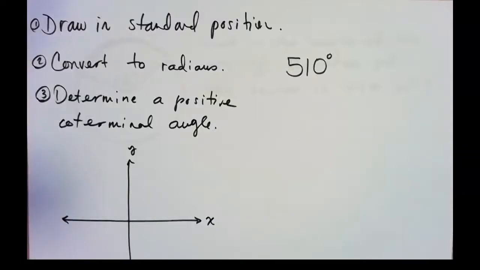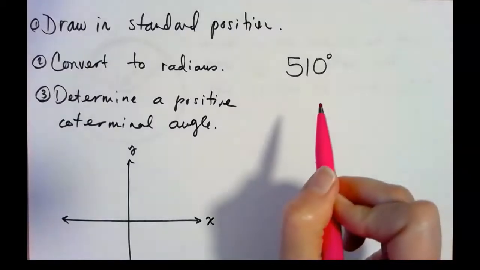Hello, boys and girls, and we have a quick review of section 5.1 for trigonometry tonight. First of all, we're going to draw an angle in standard position. We're going to convert to radians, and we are going to determine a positive coterminal angle.